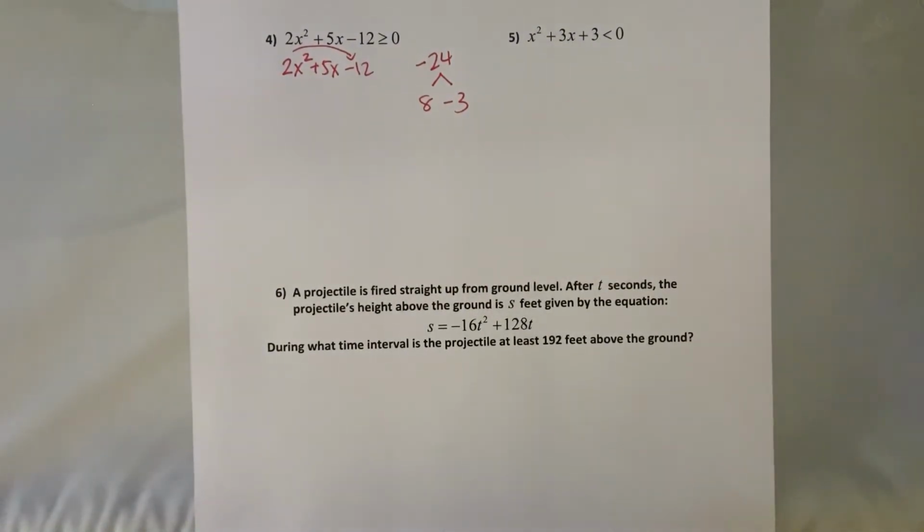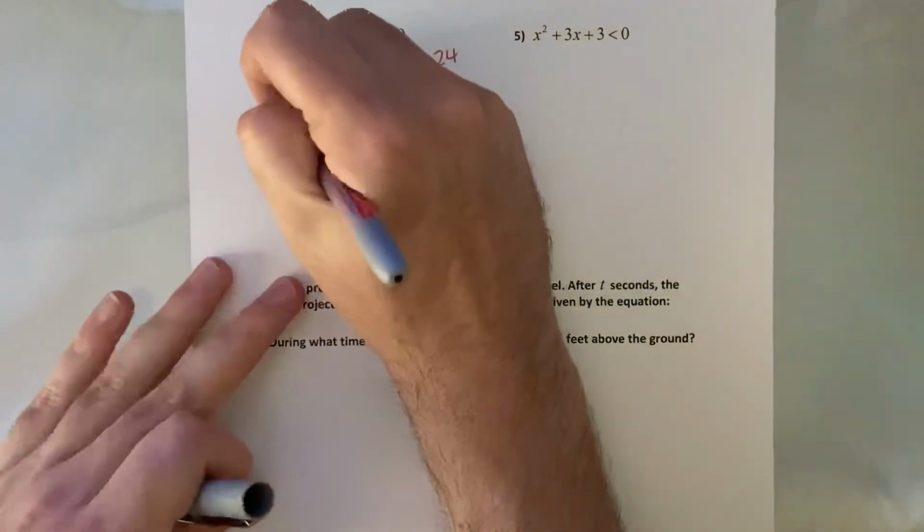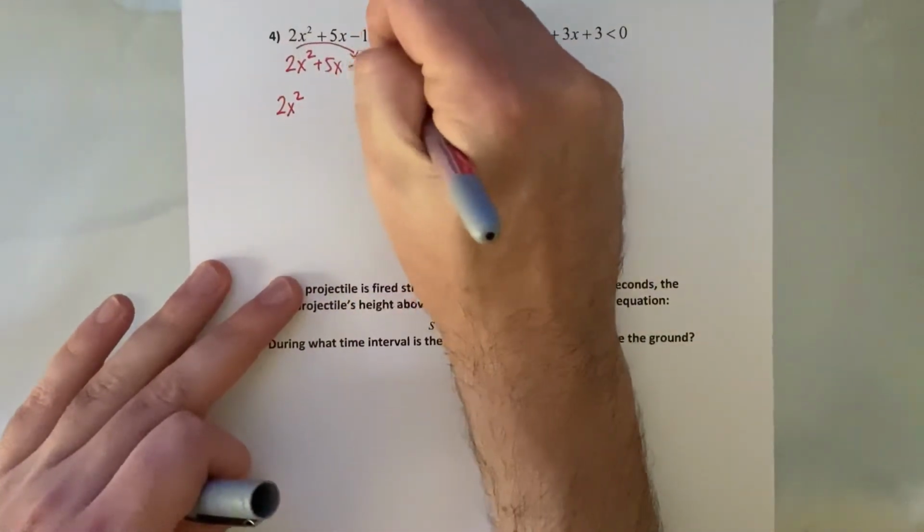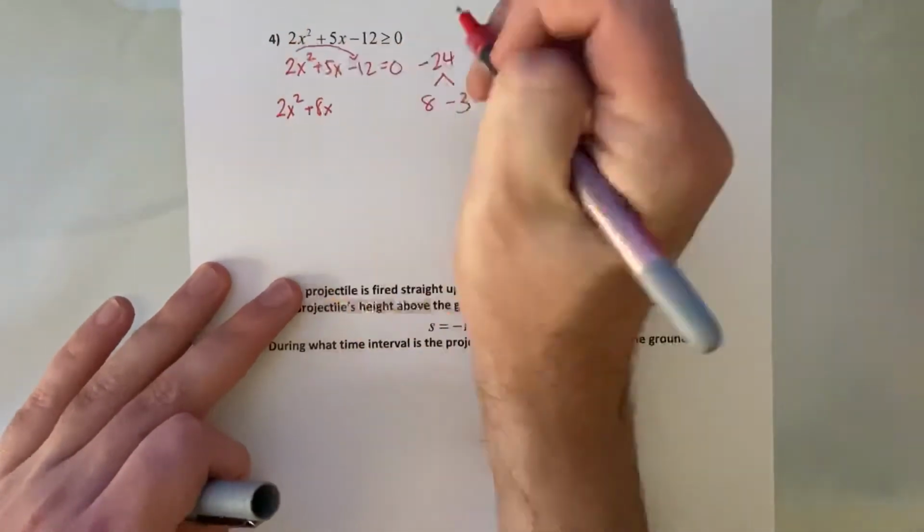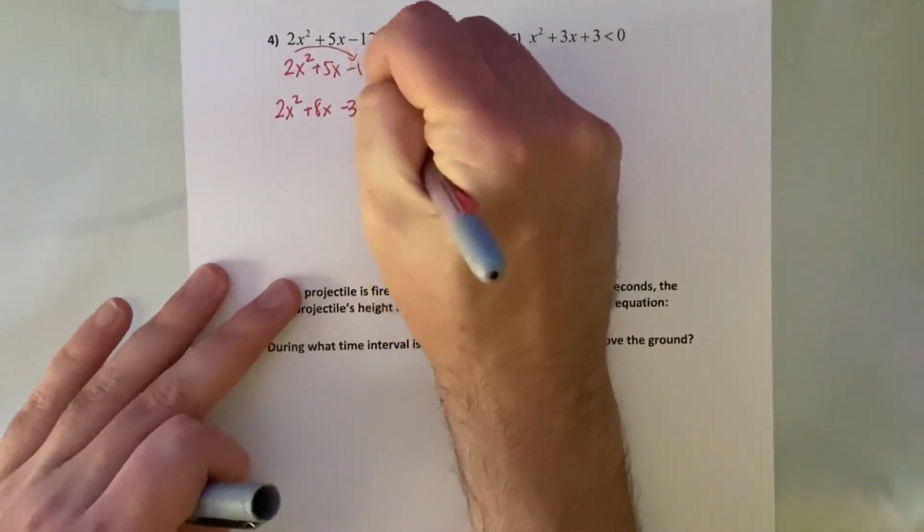So now we're going to split the middle term in two. This is like when you distribute, you have those two middle terms that you combine. We're undoing that. So this is 2x² plus 8x. It doesn't matter the order either. Minus 3x minus 12 equals 0.